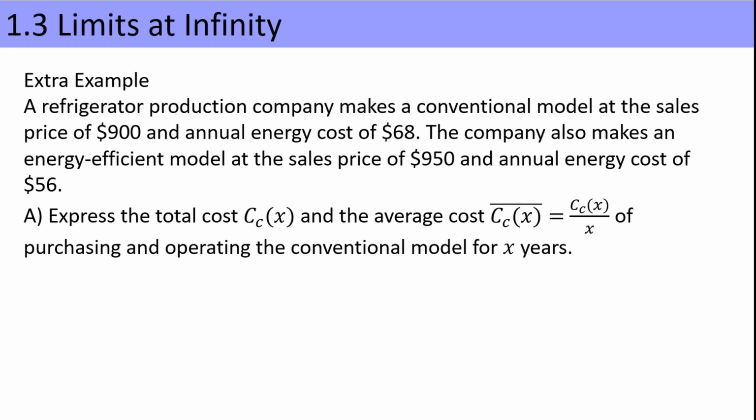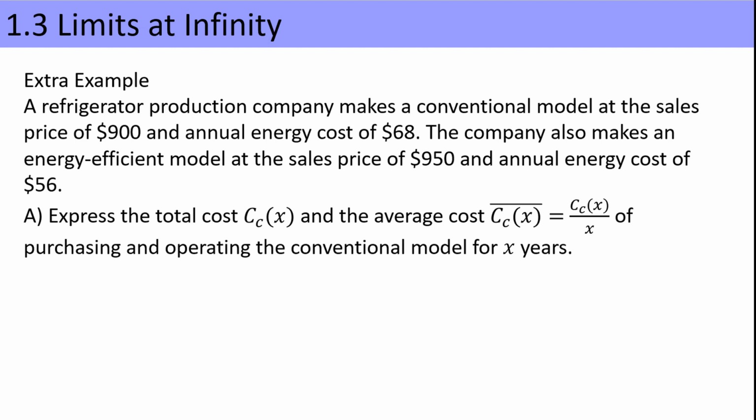An extra example. A refrigerator production company makes a conventional model at the sales price of $900 and an annual energy cost of $68. The company also makes an energy efficient model at the sales price of $950 and annual energy cost of $56. Part A, express the total cost C sub c of x and the average cost C sub c of x with a bar over it, equal to the ratio of C sub c of x divided by x, of purchasing and operating the conventional model for x years.